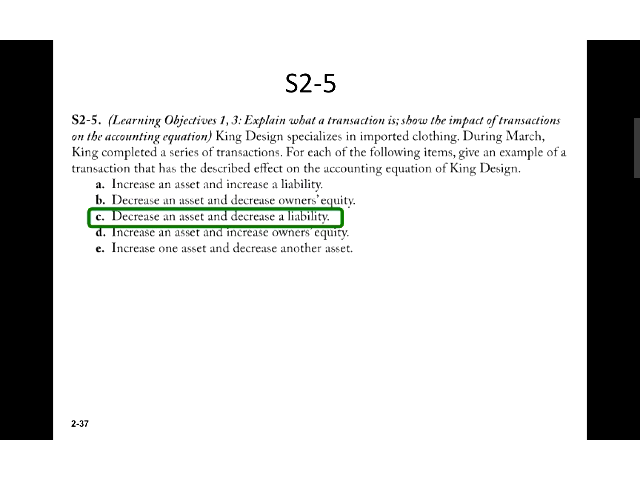Next transaction, decrease in asset and decrease in liability. Again, your drop-down list, you're looking for assets, you're looking for liabilities. So examples, if I pay a liability, if I pay $500 on account, I'm decreasing cash and I'm decreasing accounts payable. So pay a liability is an example of decreasing an asset and decreasing a liability.